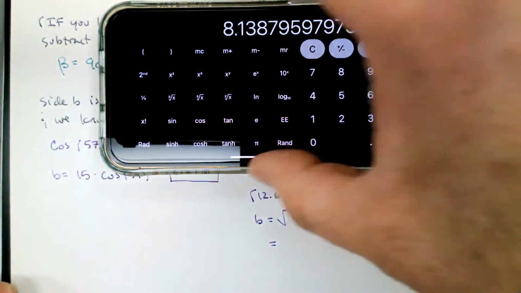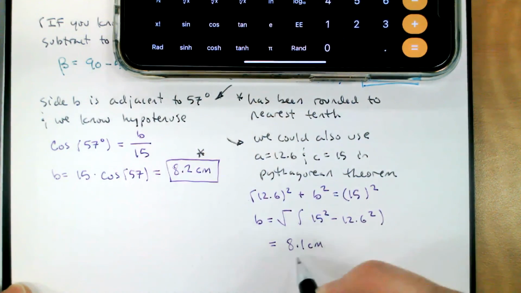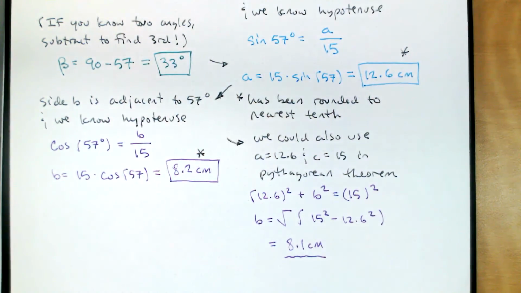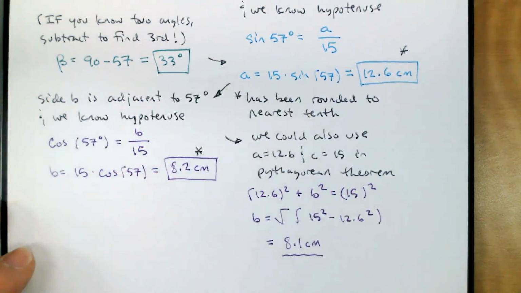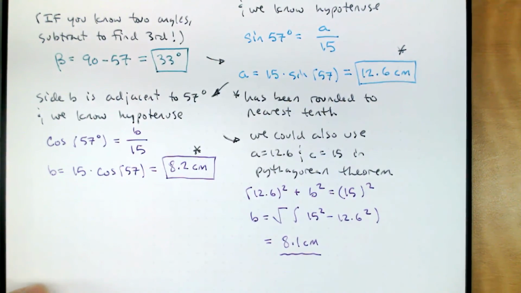And we get 8.1, when we round to the nearest tenth. Notice that this is different than the 8.2 that we had before. And the reason is we rounded off to 12.6. So it's not exactly the 8.2, because the 12.6 has been rounded. We didn't get the 8.2 we got before because of the 12.6. What's that? Yes, because this is a calculation that's based on rounded information.